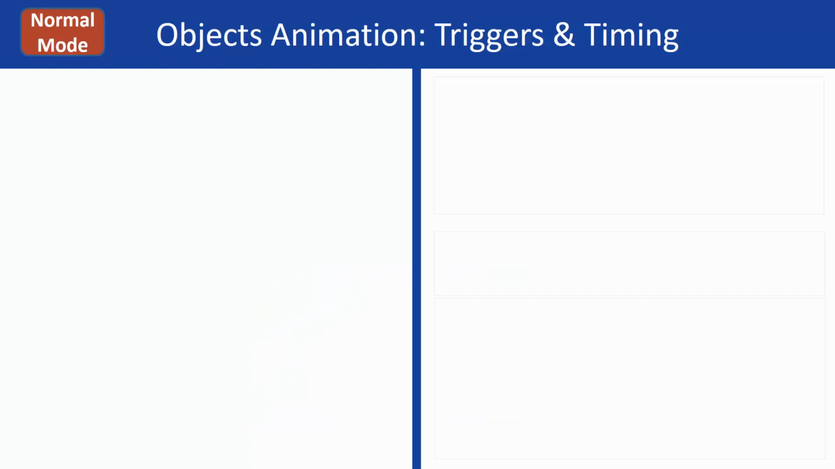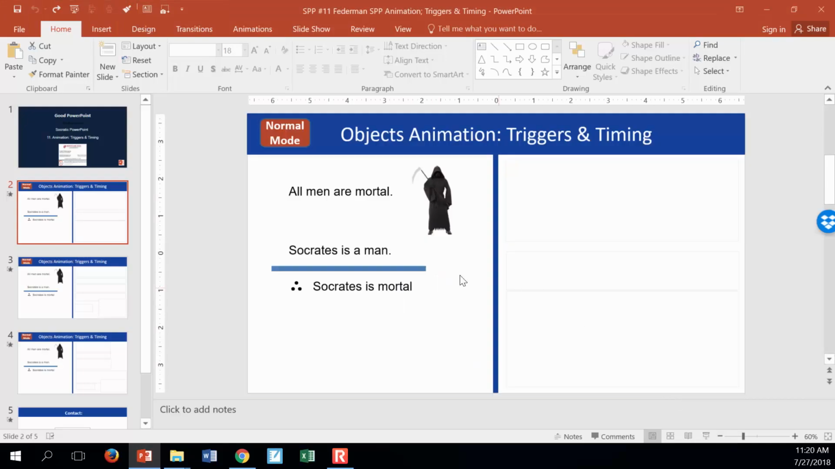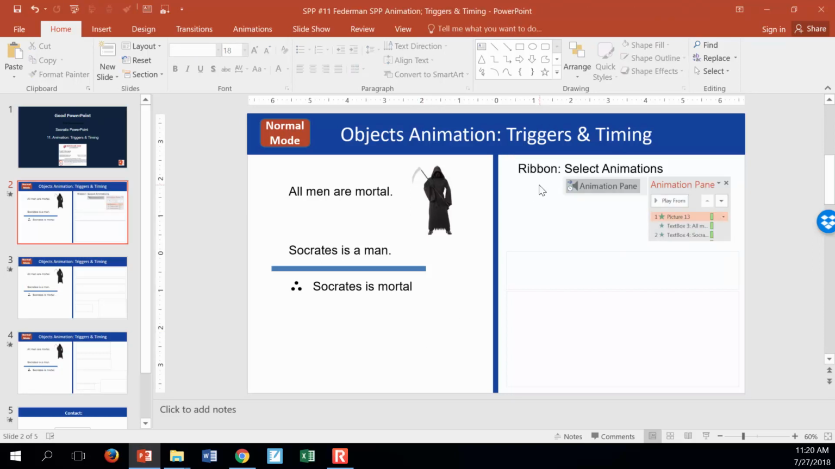Alright, let's go into normal mode so we can see the entire slide. Over here we have our information. We have several text boxes. We have a graphic of the Grim Reaper. Let's see what animations are attached to these items.